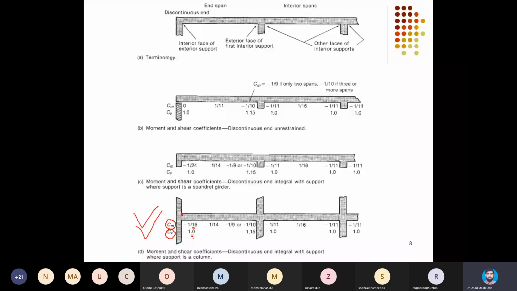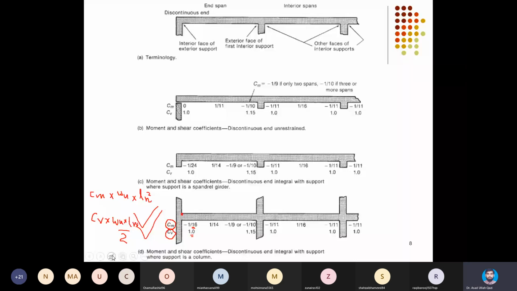So I can write like Cm into Wu into Ln square, and Cv into Wu into Ln divided by 2. So Cm and Cv are actually used to determine the moment and shear.